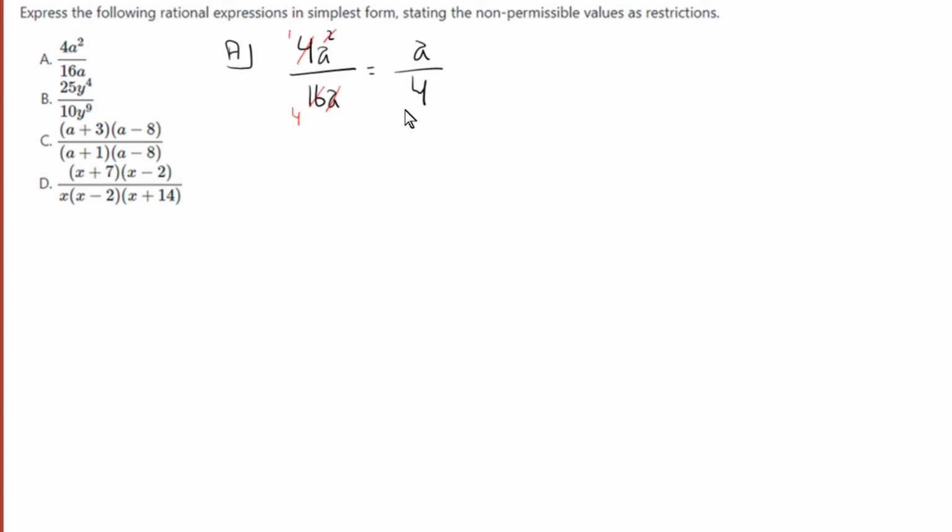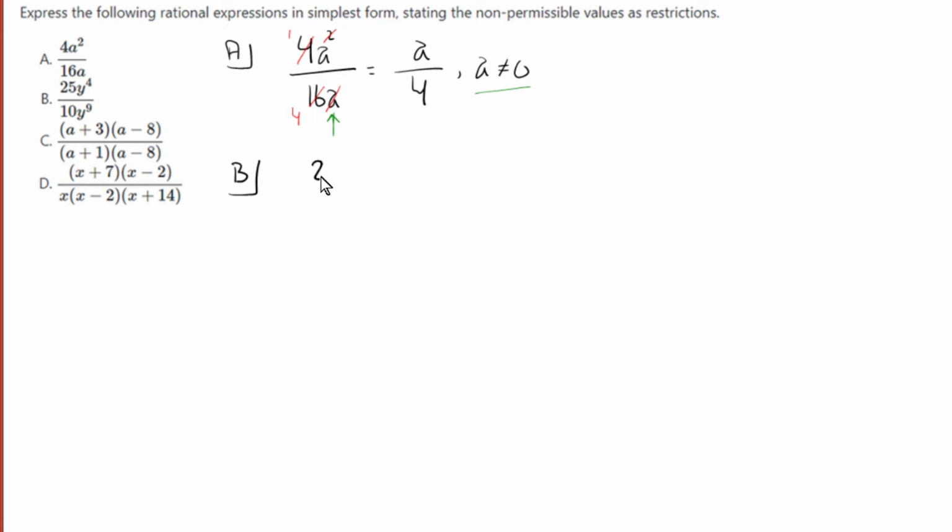Now the non-permissible value here will be 0. a cannot equal 0. Why? Because if a equals 0, this denominator would be 0. 16 times 0 is 0. We cannot have a denominator that's 0. So that's why a equaling 0 is a non-permissible value, and we have to put it in like this as a restriction.